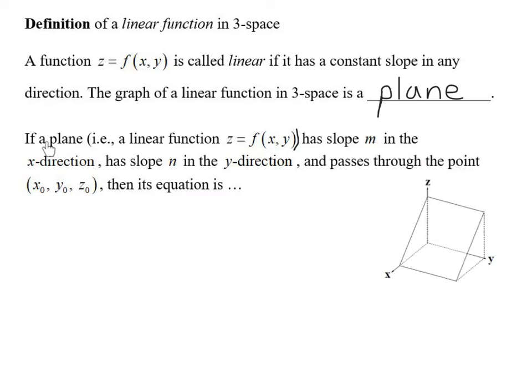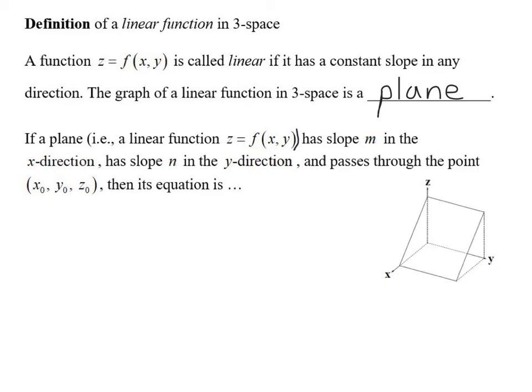Now, if a plane, or in other words, a linear function, z equals f of x, y, I believe I left a parentheses set out of there. If it has a slope m in the x direction and a slope n in the y direction and passes through the point x sub 0, y sub 0, z sub 0, then its equation is, let's just do what we already did.